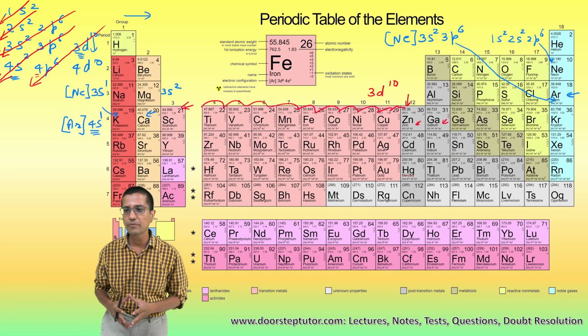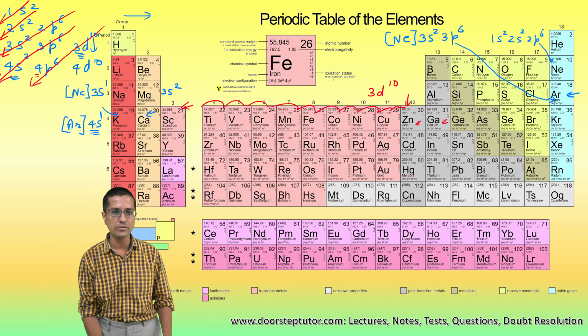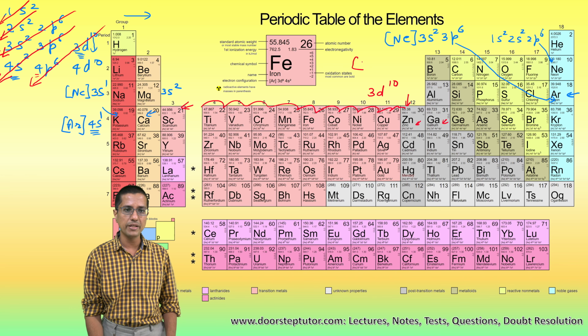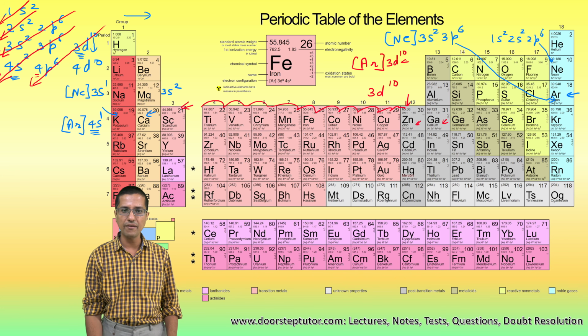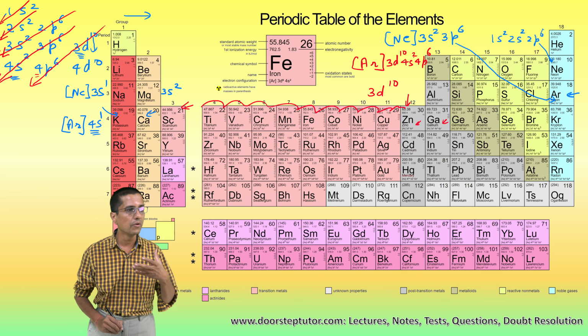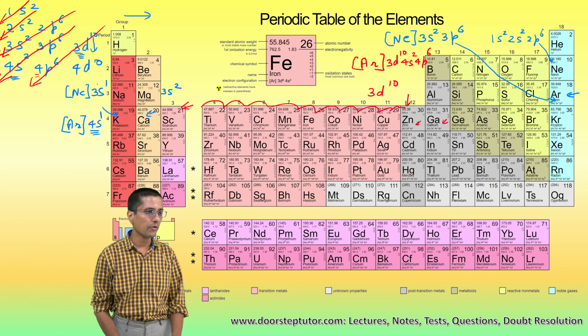In the case of krypton, we have argon. So what would be the structure of krypton? Let's write that. It will be argon, and then of course the 3d10. So the d electrons are completely full, and then we have 4s2 and then 4p6.